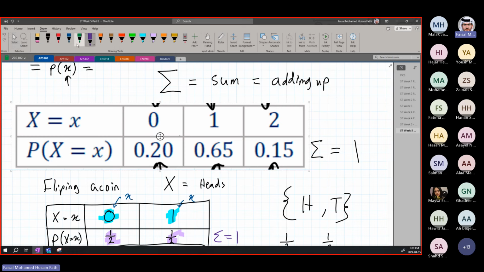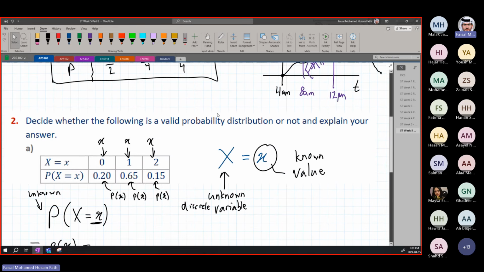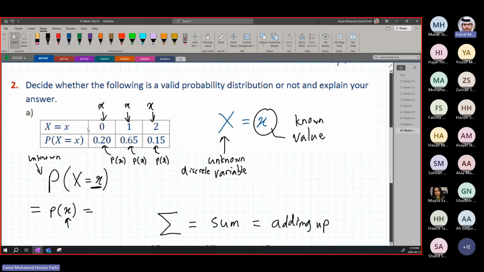So when you do it in this case, when you add these all up, 0.2 plus 0.65 plus 0.15, the sum of them is going to be equal to 1. So this is a correct discrete probability table. It is a valid probability distribution, all right, for part A.